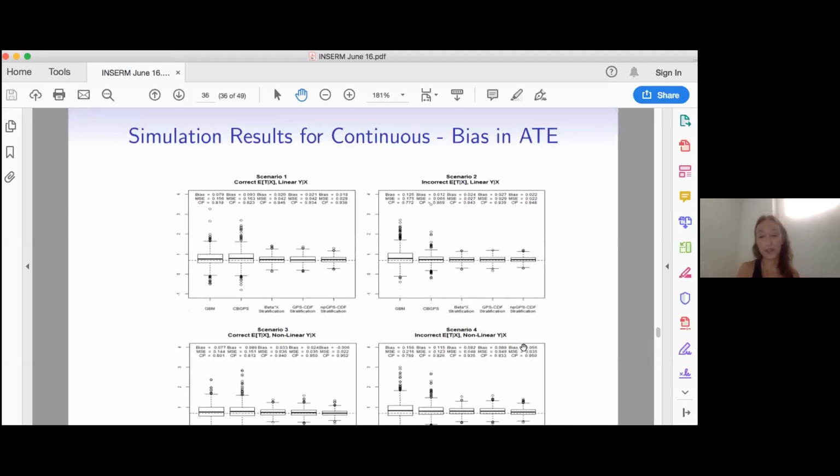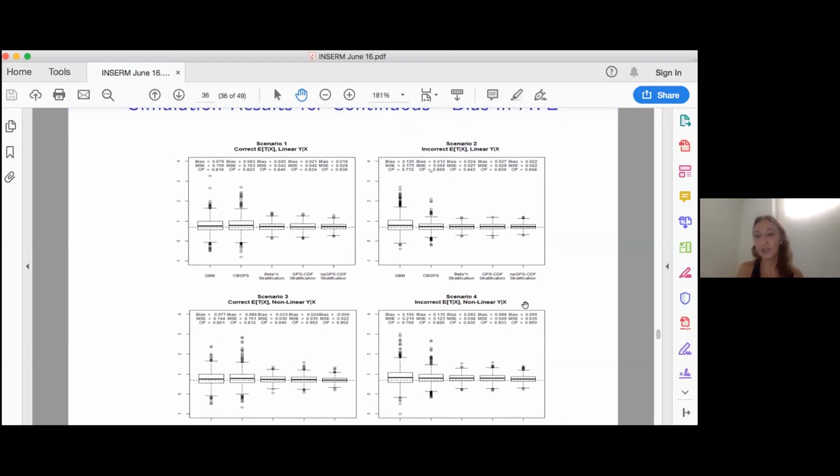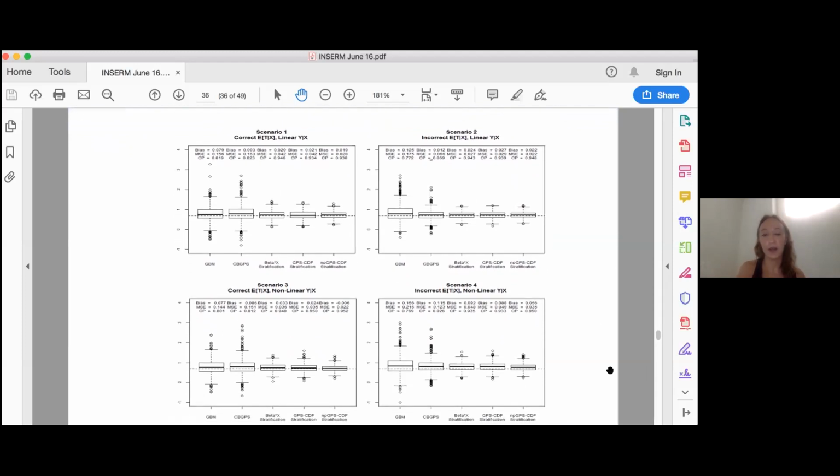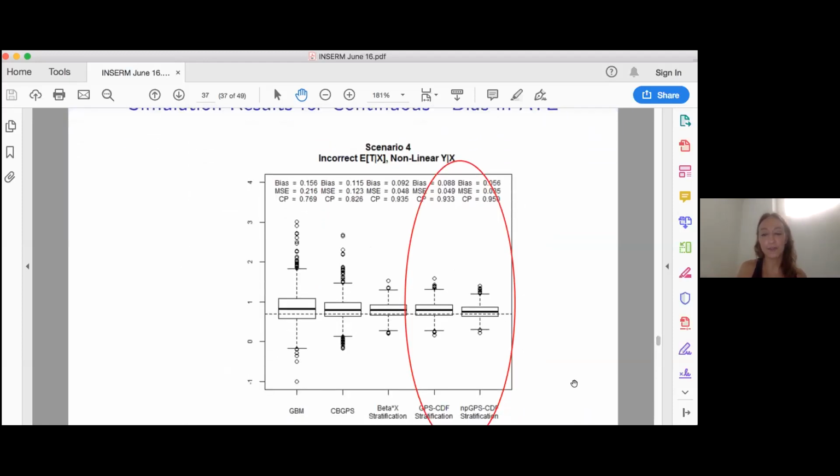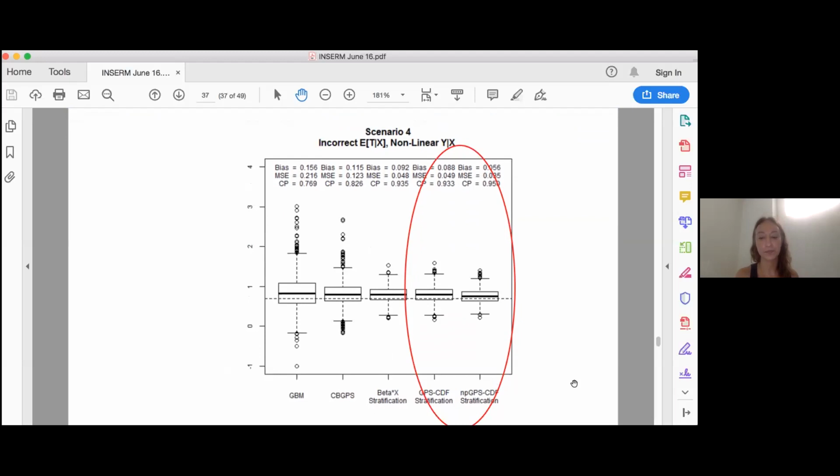We do the same thing for the continuous setting, even though I didn't explain to you the continuous due to the lack of time. So I'm going to focus on scenario 4 again. This one's a little harder to see, so I blew it up. So again, we are actually comparing to pretty advanced methods in the causal inference field for propensity scoring. This is a covariate balancing generalized propensity score methodology. This is stratification, and these are our approaches.